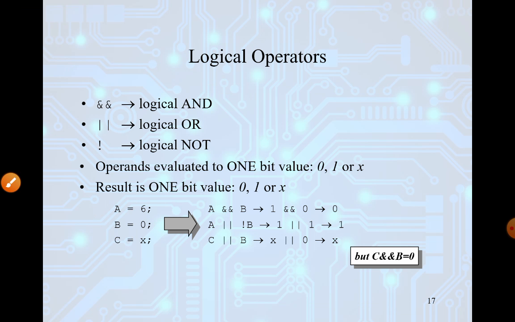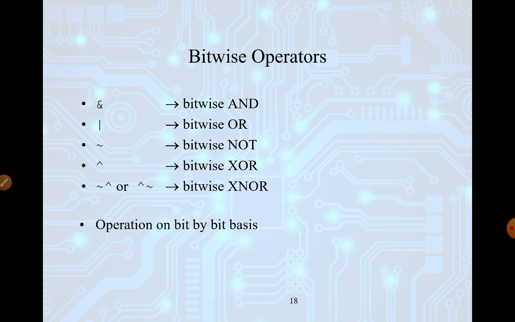Then we have logical operators: logical AND, logical OR, logical NOT, etc. Then we have bitwise operators. These act on single bits: bitwise AND, bitwise OR, NOT, XOR, etc.